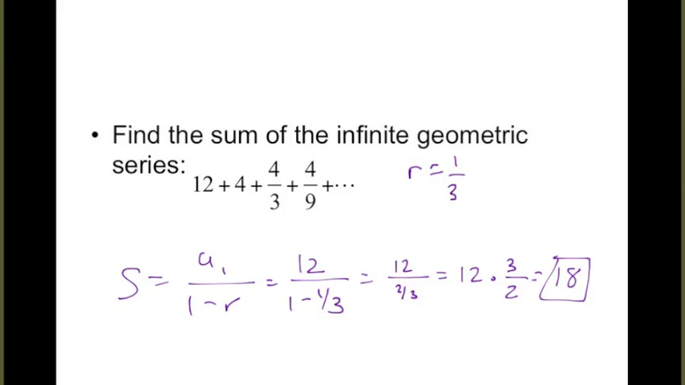So 12 and 4 makes 16. And then the next one would give us 17 and 1/3. And we're already getting pretty close, and we're only 3 terms in.